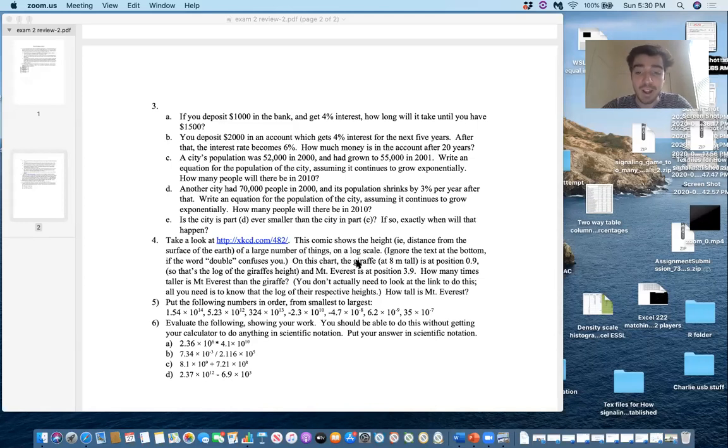On this chart, the giraffe is at position 0.9, and Mount Everest is at position 3.9. How many times taller is Mount Everest than the giraffe? So remember that this is a log scale, right?